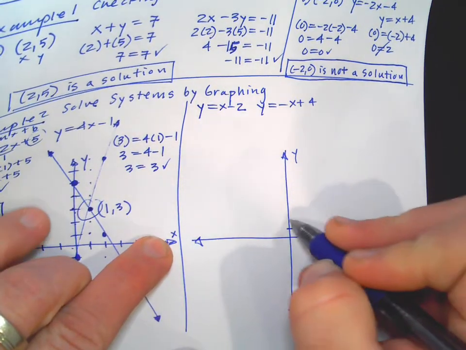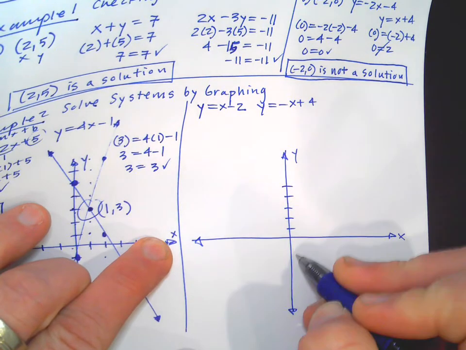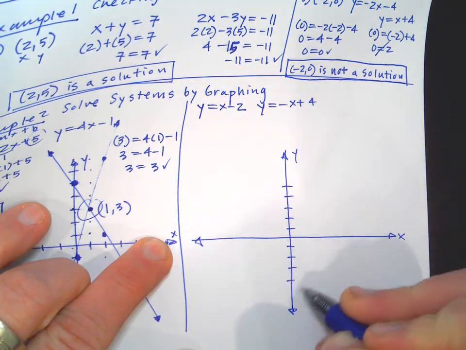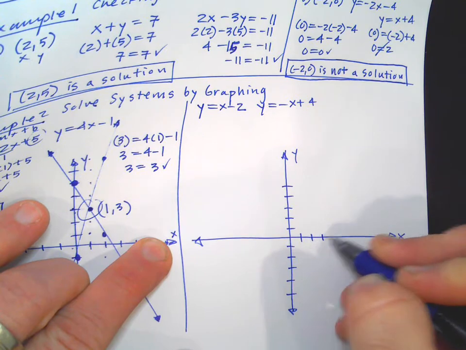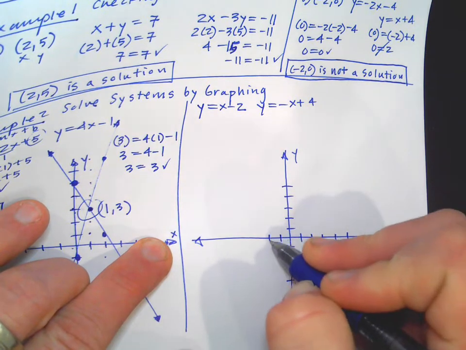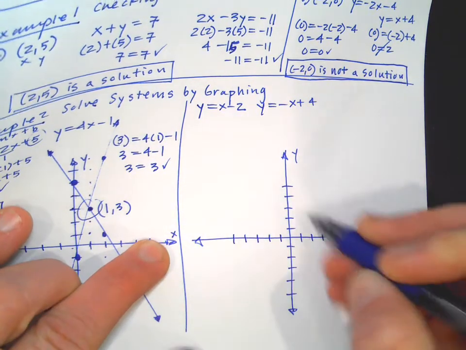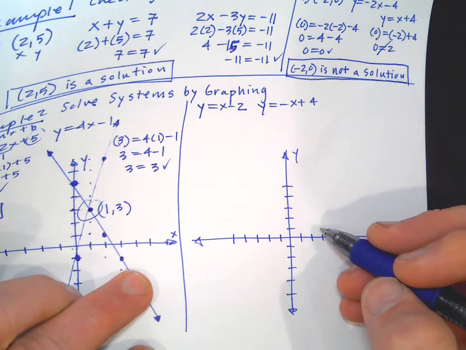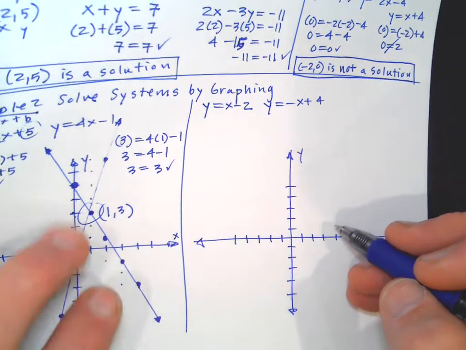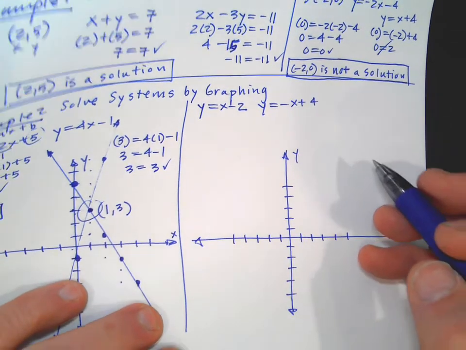Okay, 1, 2, 3, 4, 5. I'm trying really hard to make these all equally spaced. If I mess this up, then where they cross it's not going to give me the right answer.